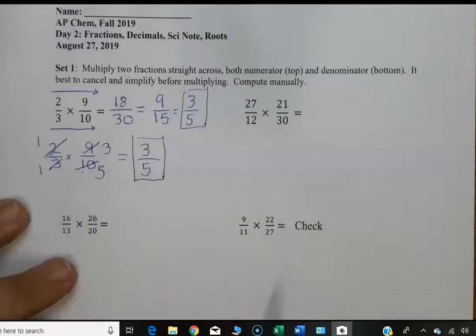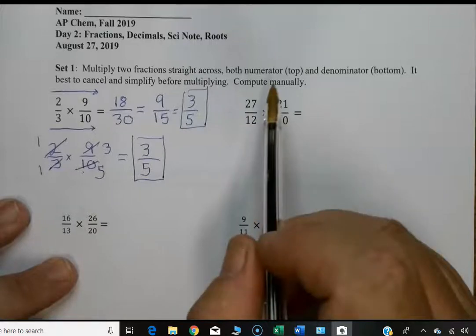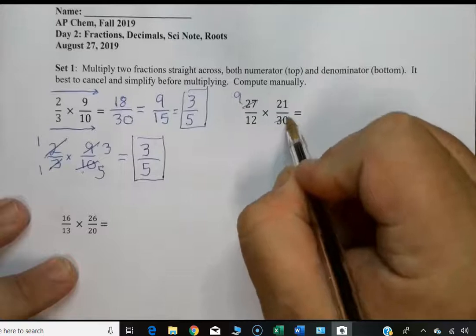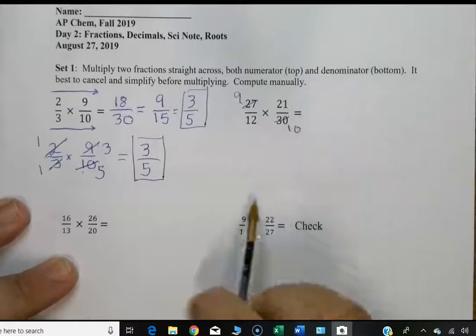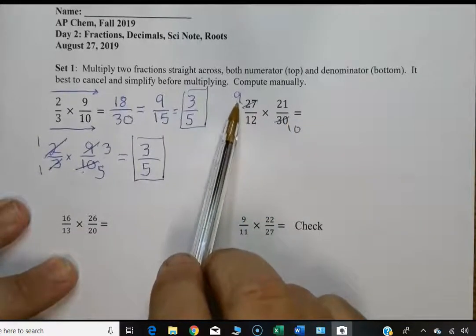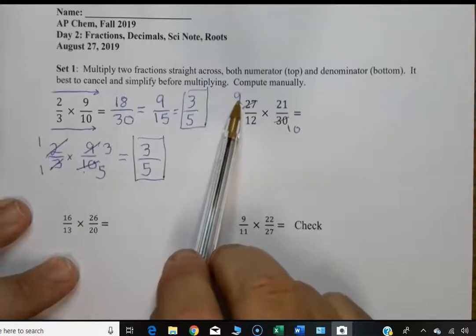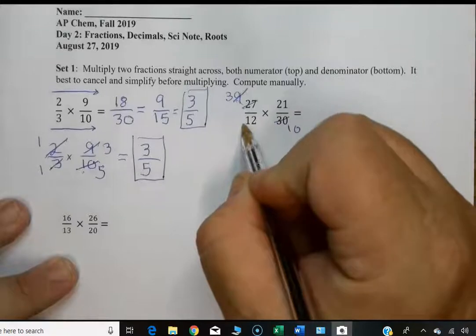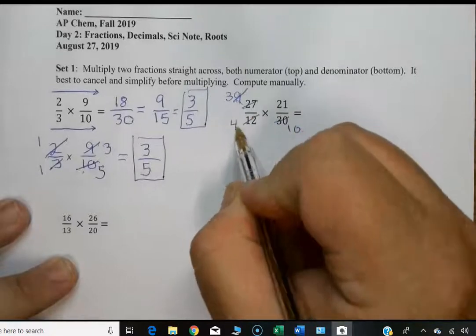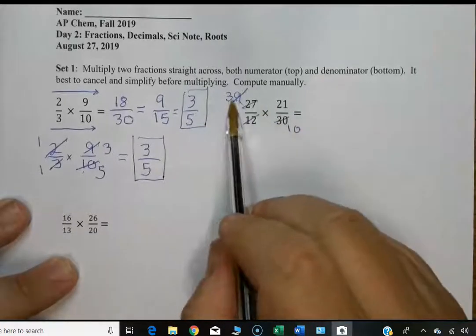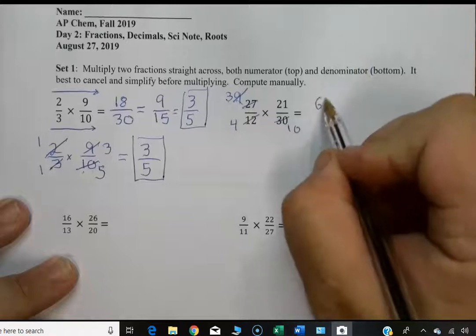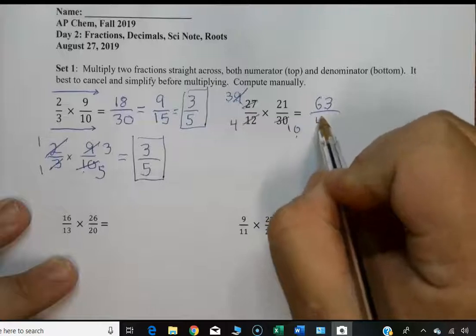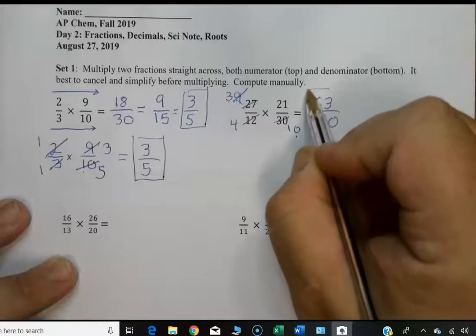Okay, and we're back. So we're going to see what cancels here. Well, I know that 3 goes into 27 9 times. 3 goes into 30 10 times. Now, I've already canceled this to reduce it to a 9, but I can still reduce it again. 3 goes into 9 3 times. 3 goes into 12 4 times. So now I multiply straight across. 3 times 21 is 63. And 4 times 10 is 40. And that's your final answer.